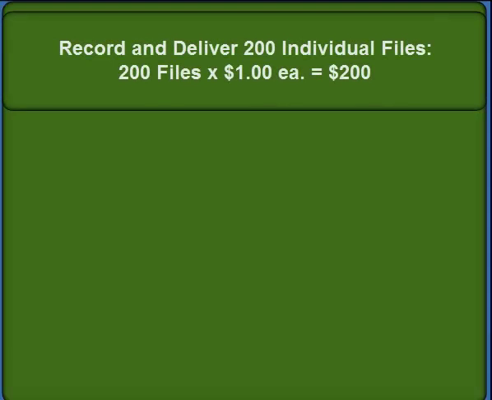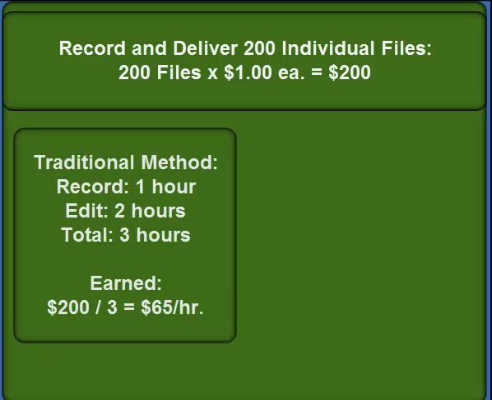Let's say you have a contract to record 200 files at $1 per file. That's $200. Using the traditional method, you may spend 1 hour recording, but 2 additional hours splitting and naming the files before delivering them to your client. That's 3 hours total, so $200 divided by 3 is $65 an hour.